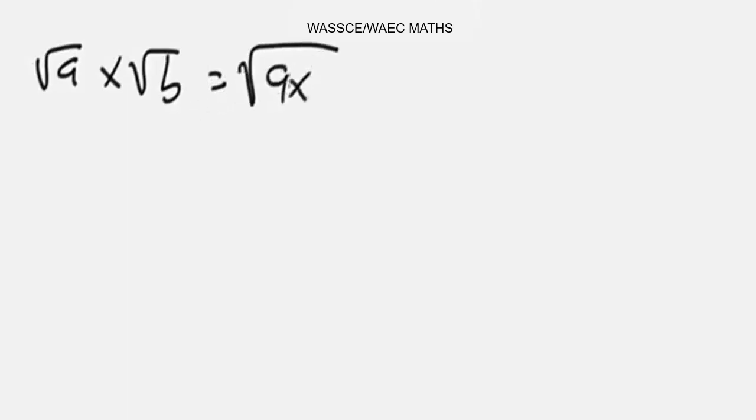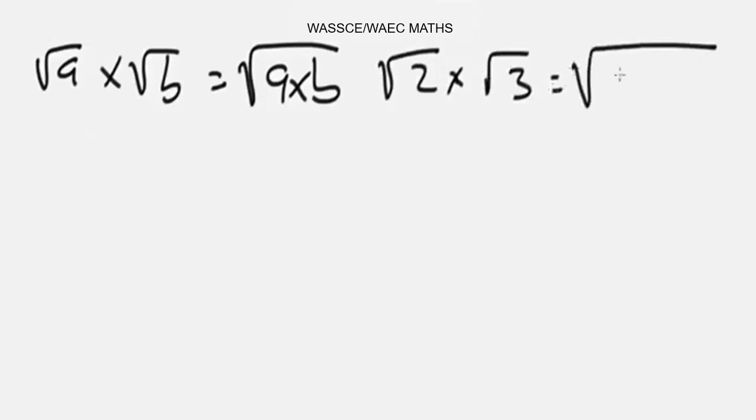When you have something like square root of A times square root of B, this is the same thing as square root of A times B. For instance, let's make use of numbers. Let's say we are given something like square root of 2 times square root of 3. So this is something as square root of 2 times 3, which will give us square root of 6. Alright, so when you break square root of 6 down, you get a result.